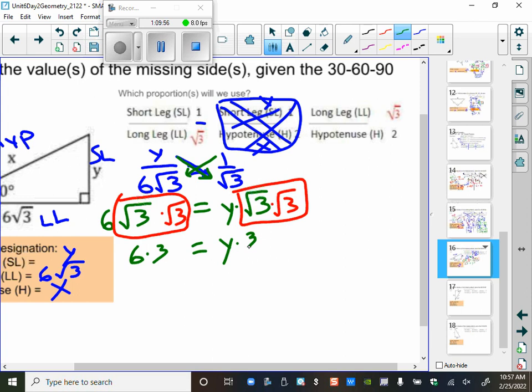Now, of course, what's 6 times 3? 18. 18 equals, what's 3 times y, or y times 3? 3y. And then, can we solve for y? Yes. Divide both sides by 3. Y is 6. That's the first one. Y is 6, so that is our what leg? Short leg.